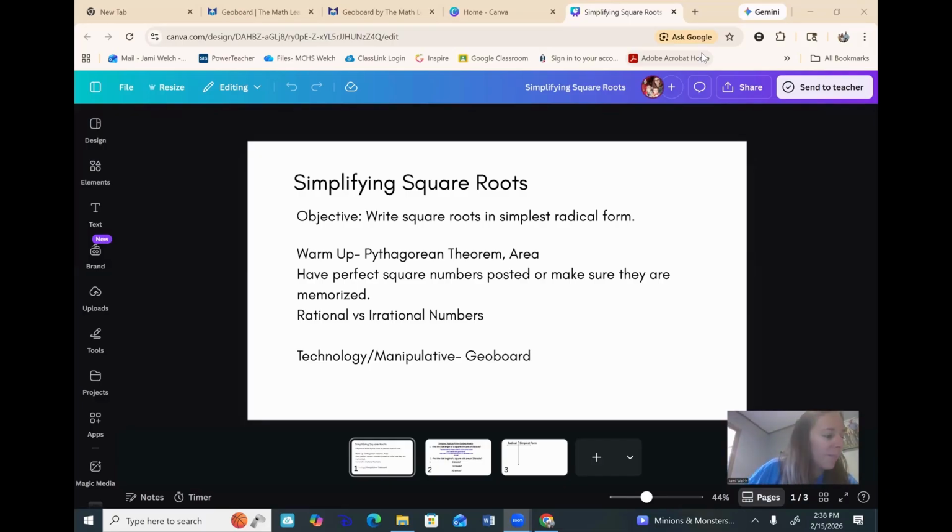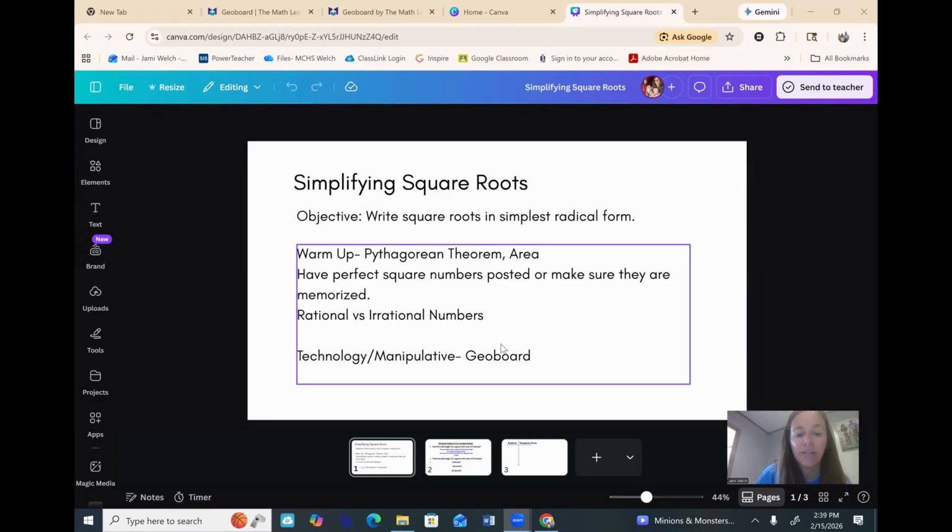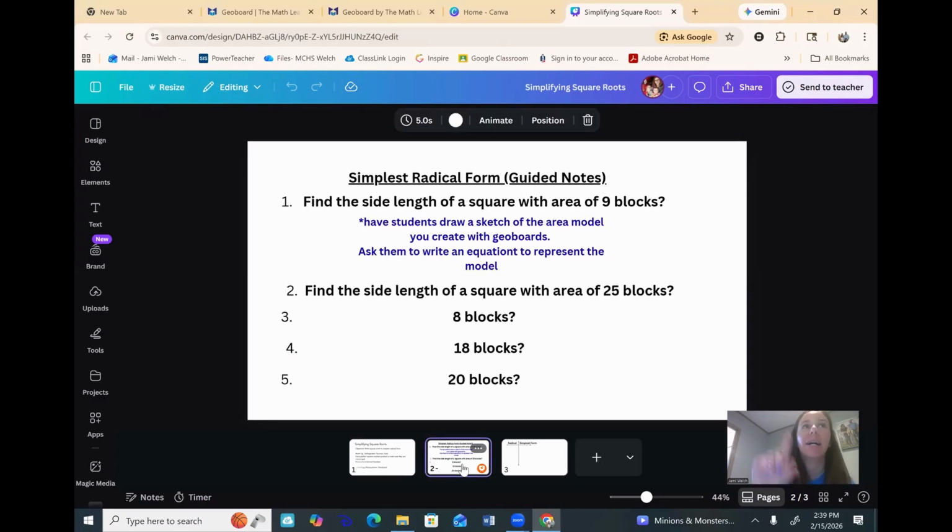So keep in mind the objective is to write these square roots in simplest radical form. That's really where we need to go with this. I would start by giving guided notes as well. I would not do this Geoboard activity without some guided notes just for students to follow along with.